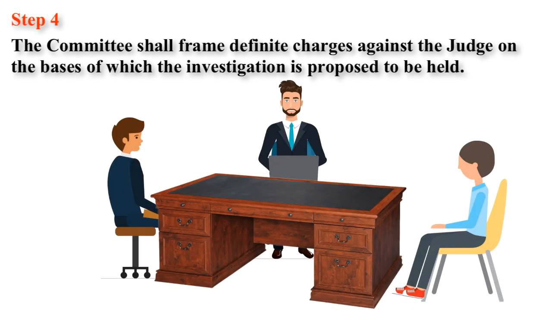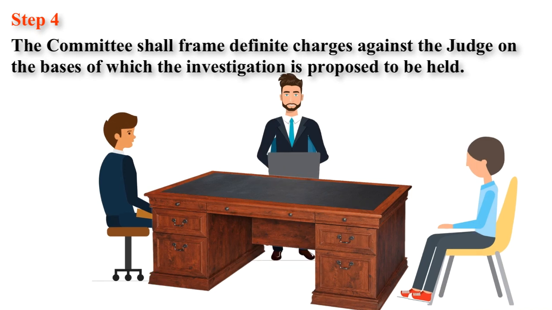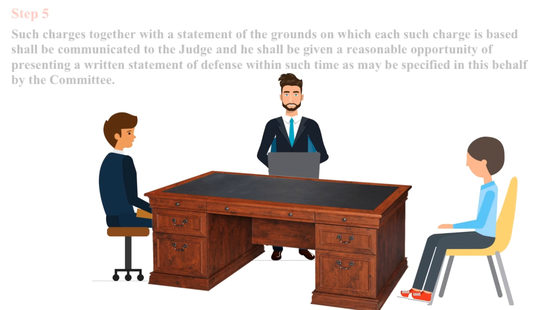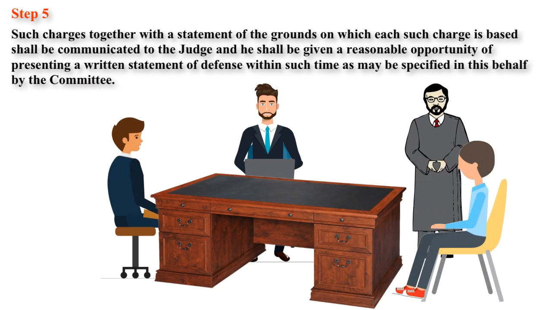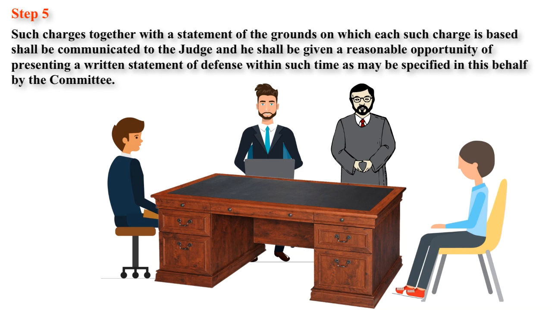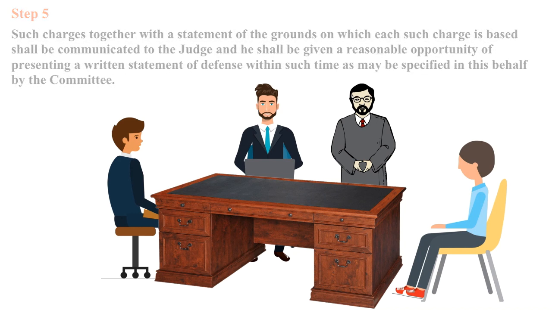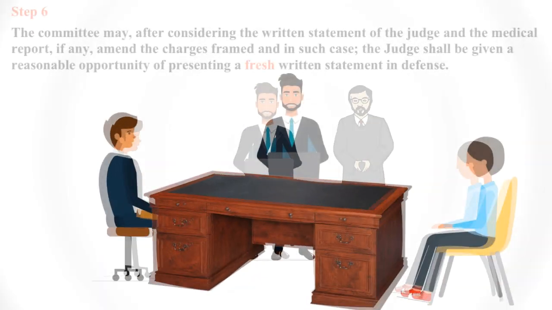Step 4. The committee shall frame definite charges against the judge on the basis of which the investigation is proposed to be held. Step 5. Such charges together with a statement of the grounds on which each such charge is based shall be communicated to the judge, and he shall be given a reasonable opportunity of presenting a written statement of defense within such time as may be specified in this behalf by the committee. Now, as you can see in the illustration, the judge in question is communicated with and also given an opportunity to defend himself.